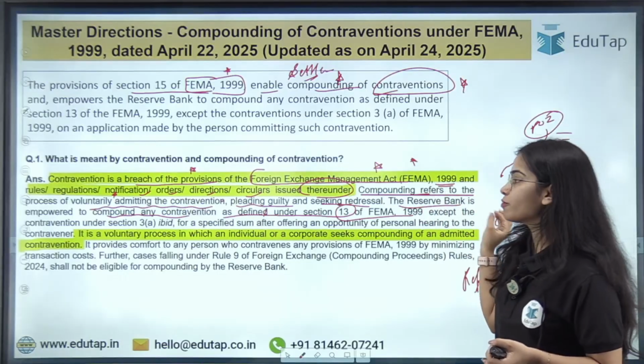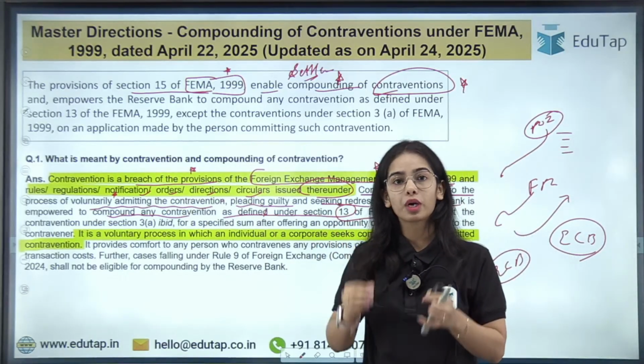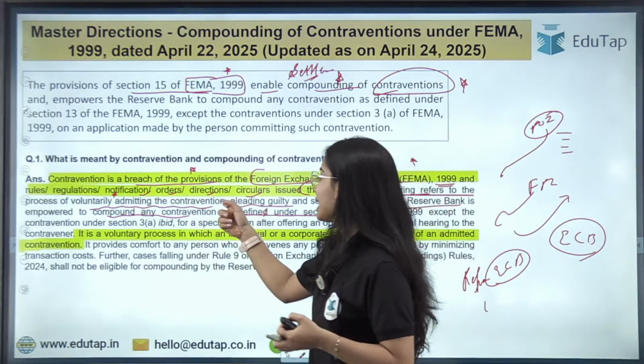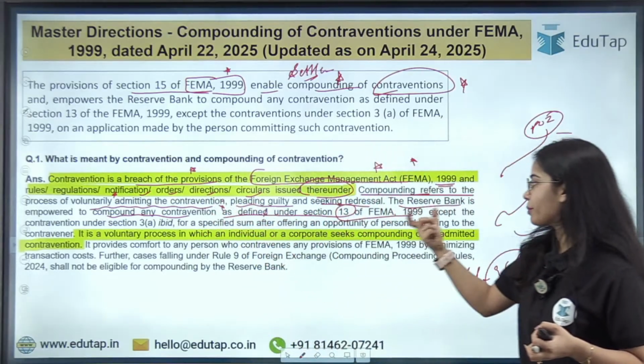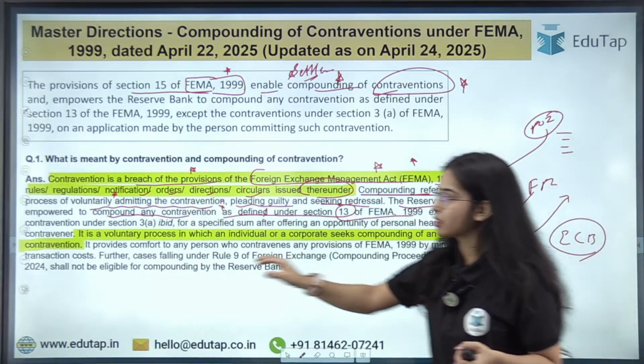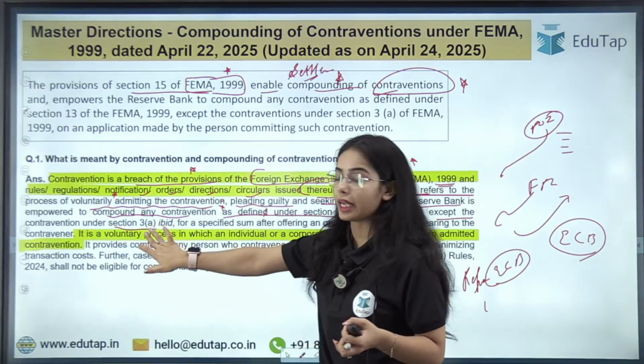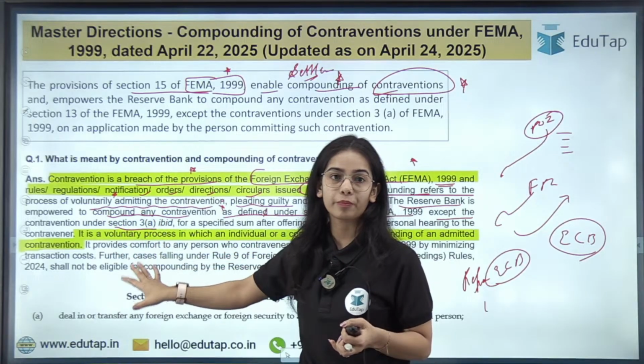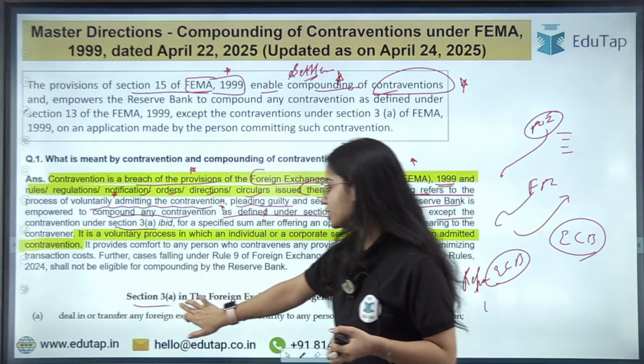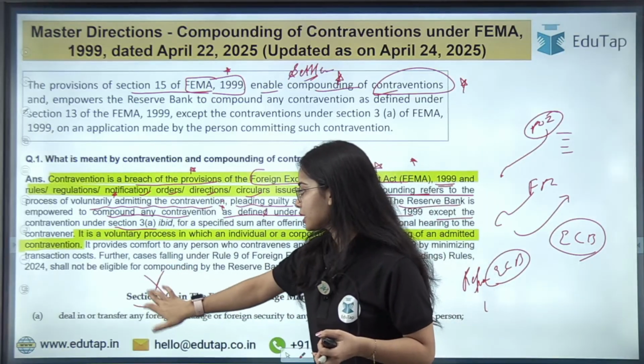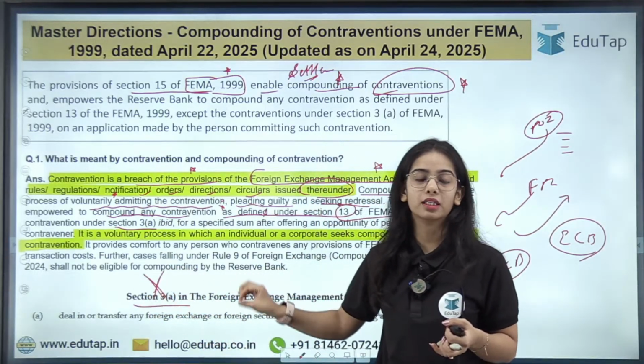Okay, so Reserve Bank of India is empowered to compound to settle the contraventions as defined under section 13 of FEMA 1999, except the contravention under section 3A. So section 3A is what? That we have to understand. So section 3A, this cannot be compounded by the RBI.